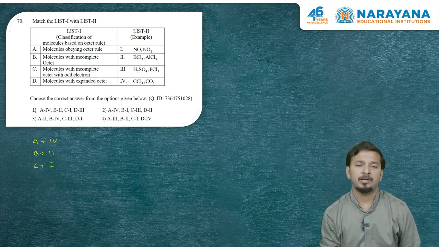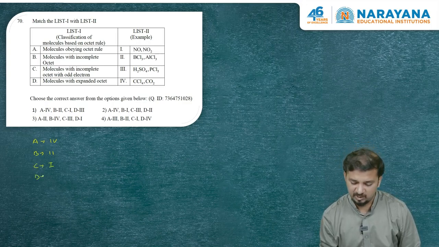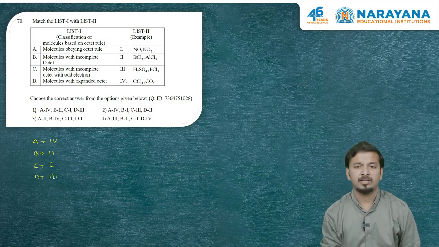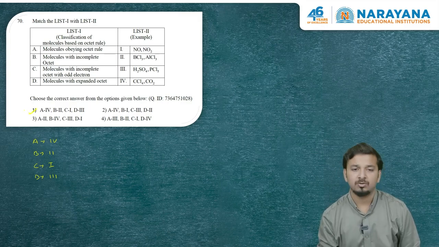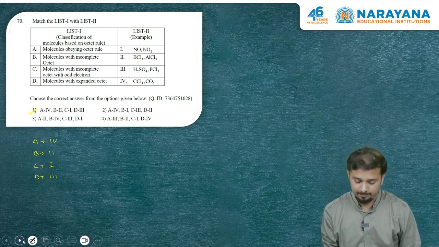And D is molecule with expanded octet. So expanded octet we can see in case of H2SO4 and PCl5. So A is 4, B is 2, C is 1, D is 3. So correct answer for this question is option number 1.